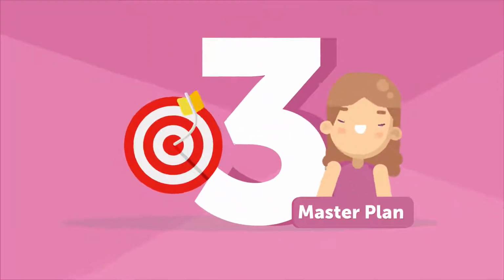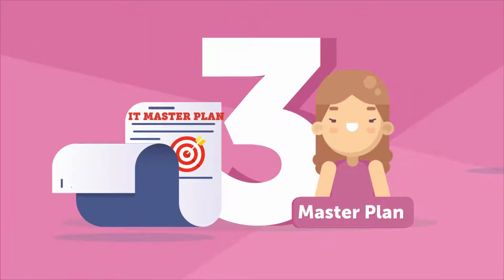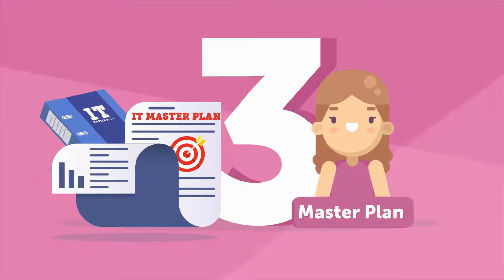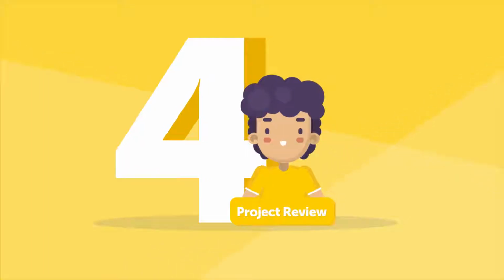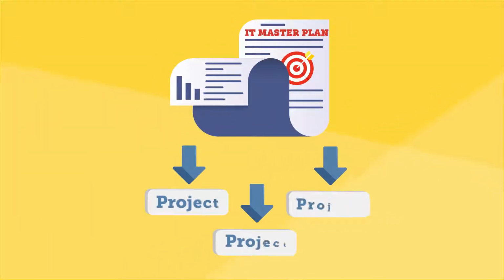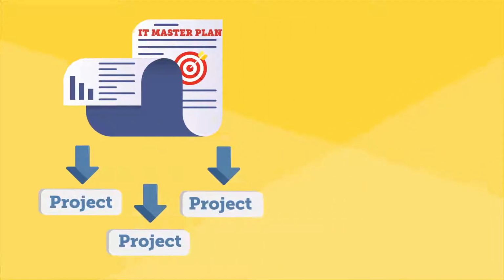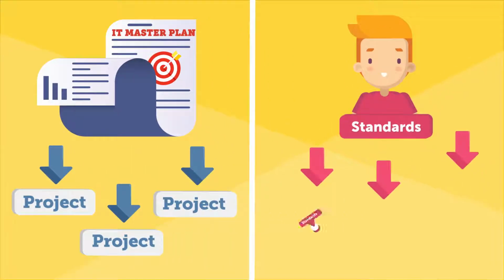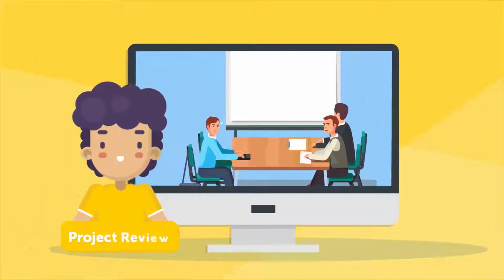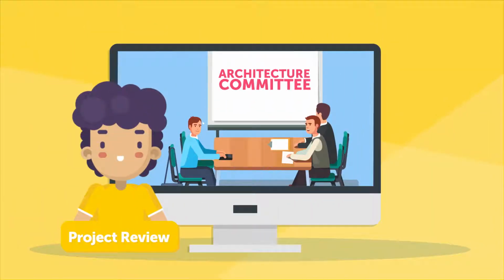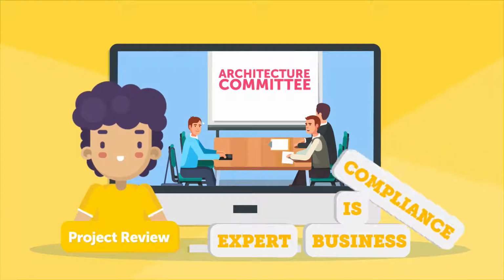Third process, define the IS strategy once a year, laid out in a formal IT master plan. Fourth essential process, apply architectural practice to projects. This aims to ensure that projects are properly aligned with master plans and that architectural standards are correctly applied according to the implementation roadmap. This control is validated during an architecture committee involving all the stakeholders of the project.